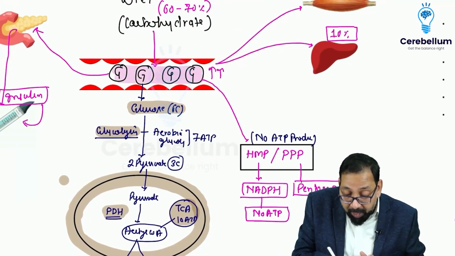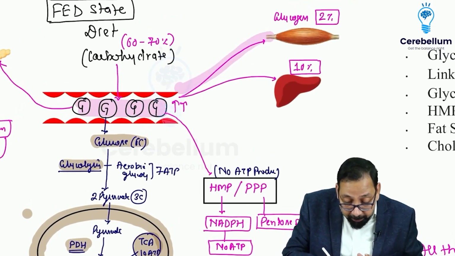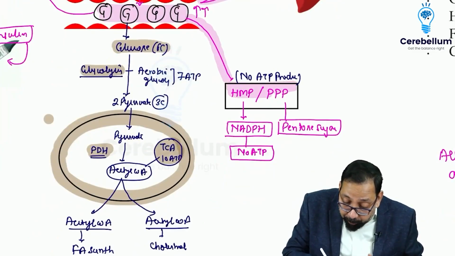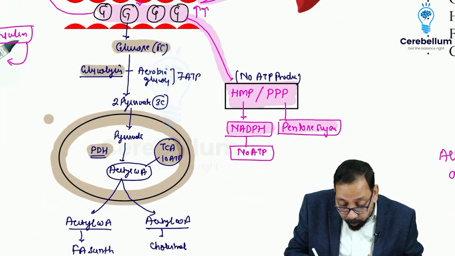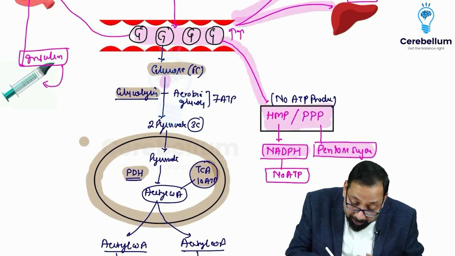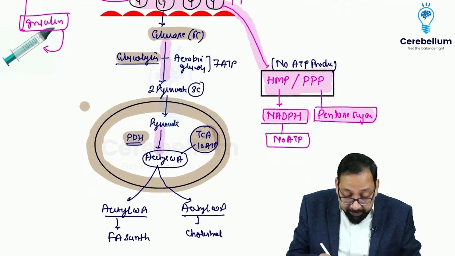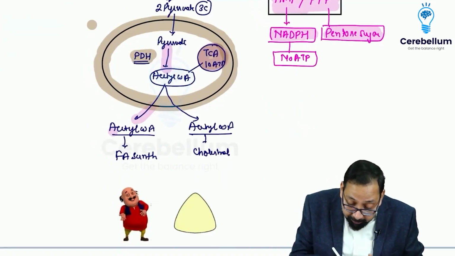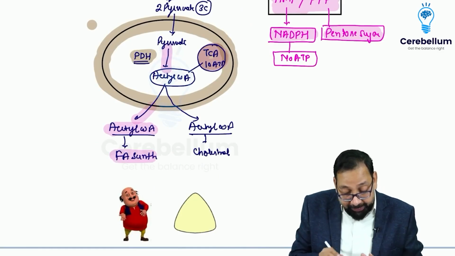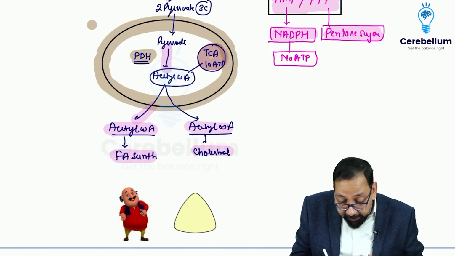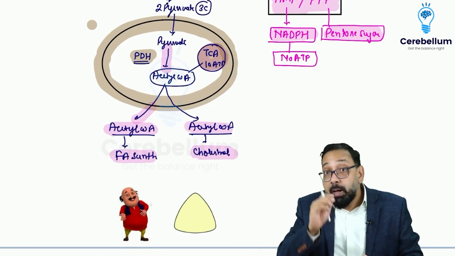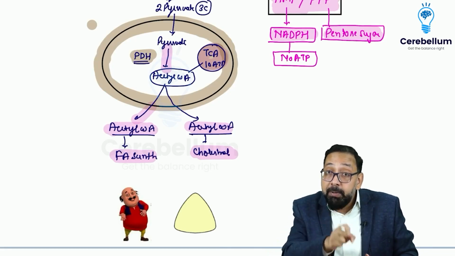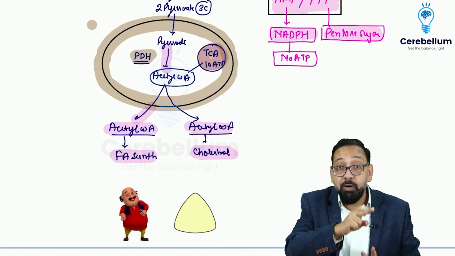So you can say the functions of carbohydrate or glucose are: glucose is stored as glycogen in liver and muscle. Glucose undergoes the HMP shunt and produces NADPH and pentose sugar. Glucose goes through glycolysis, then pyruvate dehydrogenase and the TCA cycle for energy production. Extra acetyl coenzyme A in cytosol forms fatty acid and cholesterol. So extra carbohydrate is converted to fat. Carbohydrate can be converted to fat, but fat cannot be converted to carbohydrate.